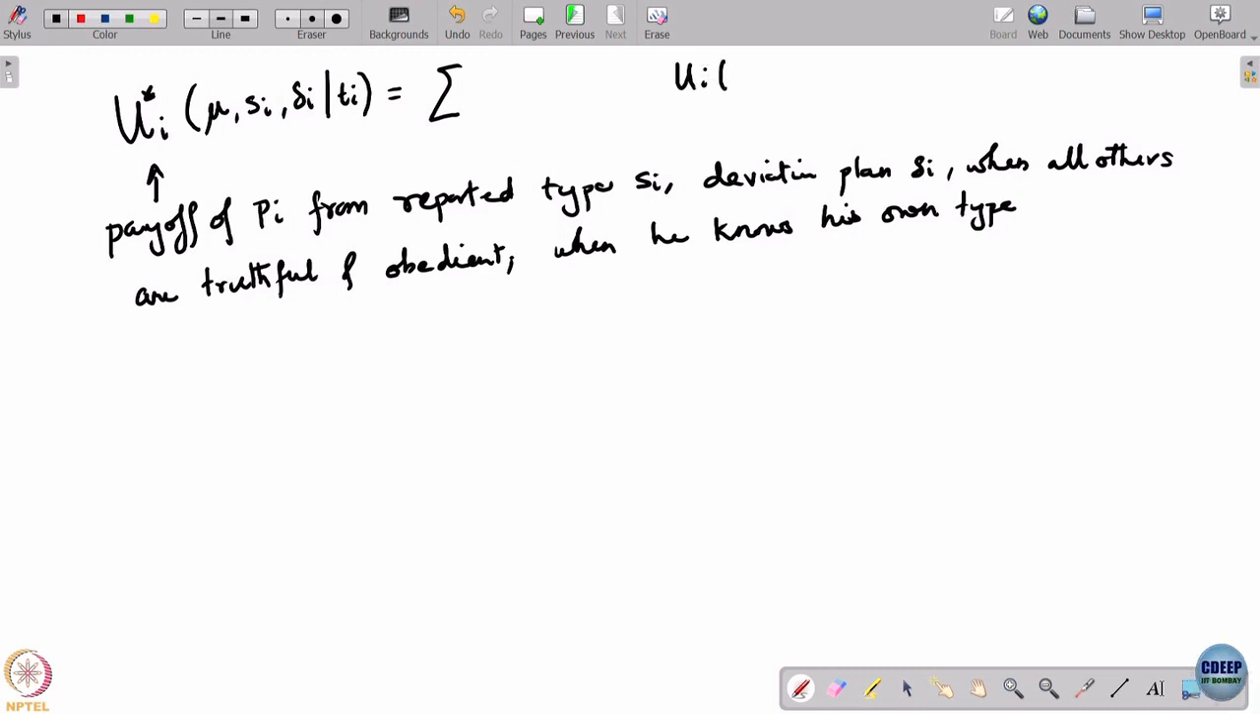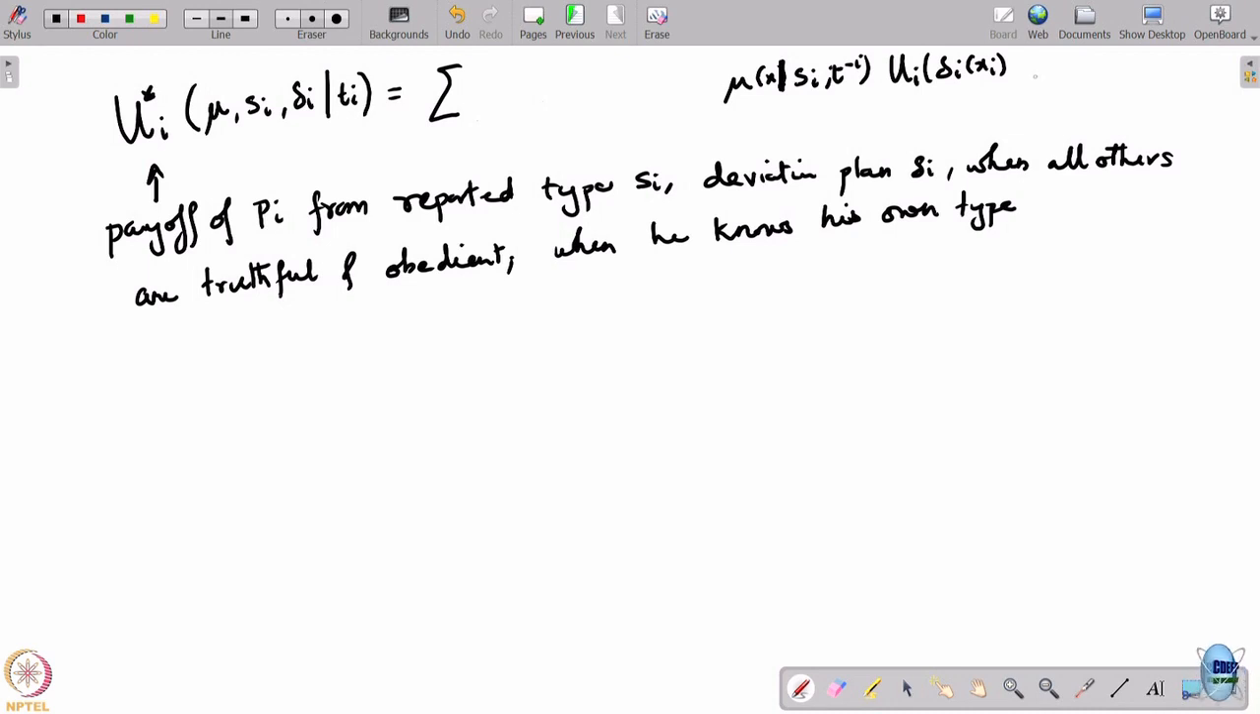So first let's write out the payoff. What is player I doing? Let's write first the recommended action X. Action has been recommended based on what? Based on the reported types of all players. So player I is reporting SI, and others are reporting T minus I. Now based on this, what action is being chosen? Now, UI, delta I of X I, which is the action he takes based on what has been recommended to him.